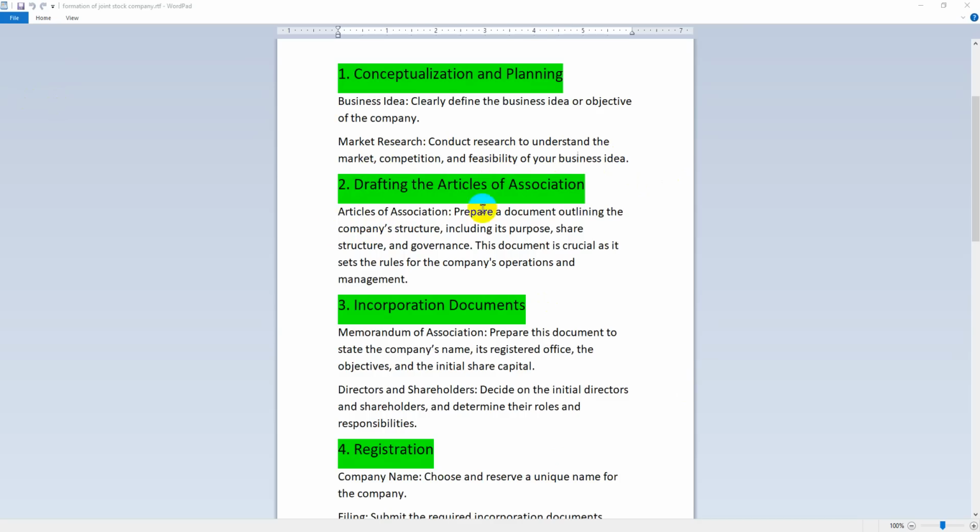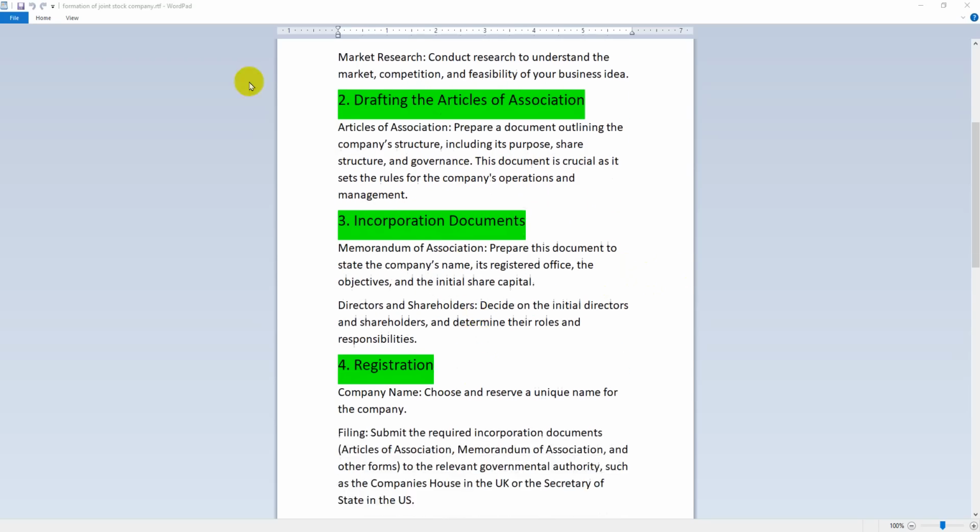Number two is drafting the articles of association. Articles of association: prepare a document outlining the company's structure, including its purpose, share structure, and governance. This document is crucial as it sets the rules for the company's operations and management.